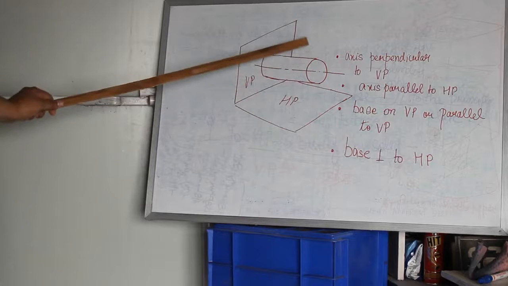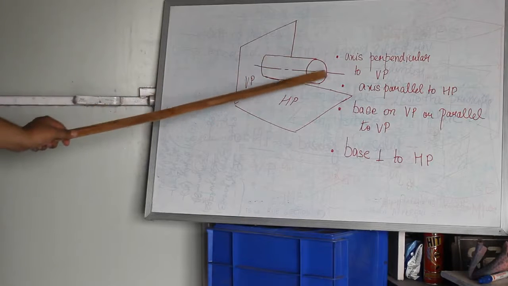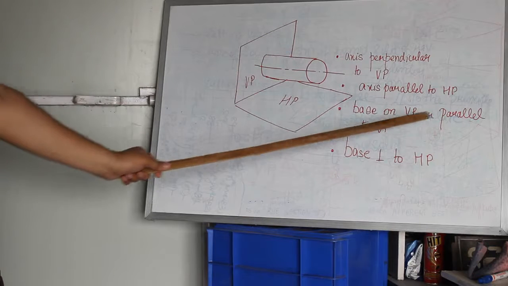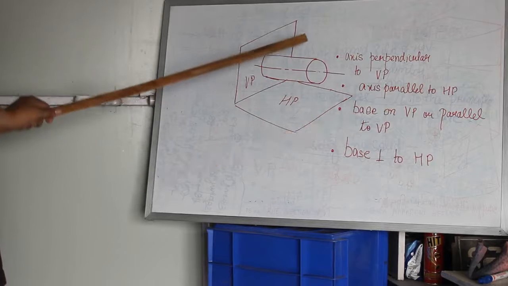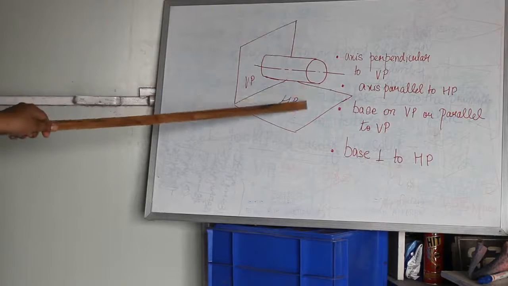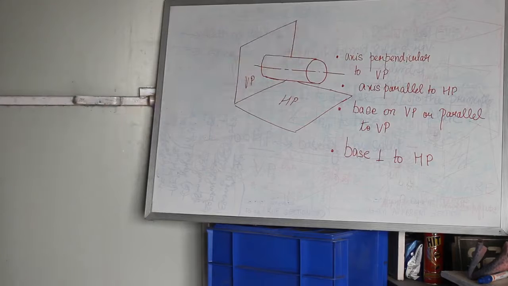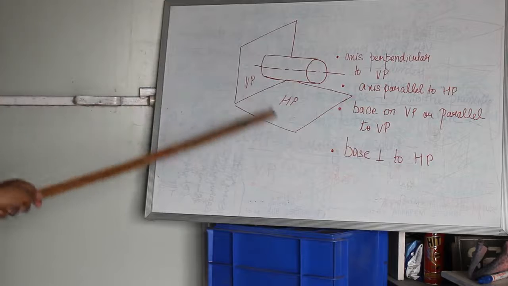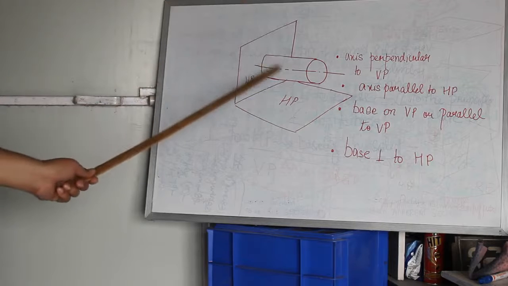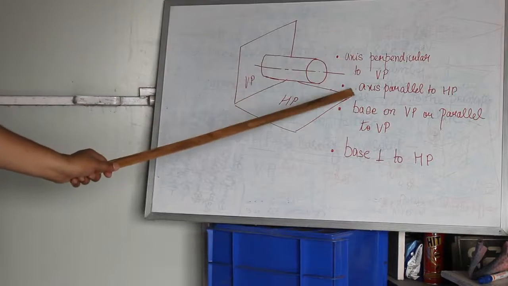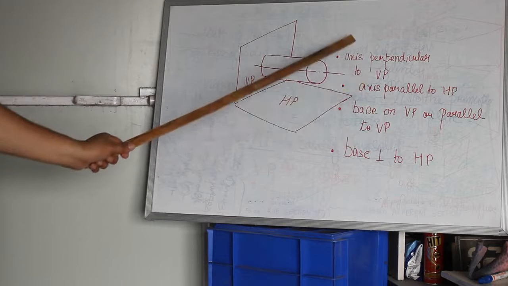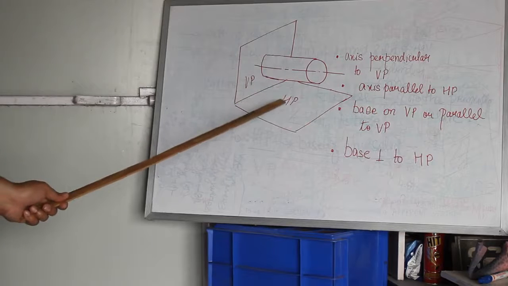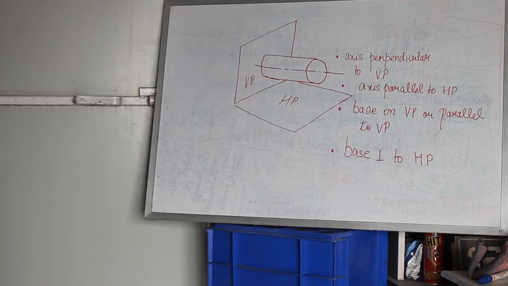Now, how is this base perpendicular to HP? I'm taking the assumption that if this is the circular base and it is parallel to the vertical plane, like here in the third condition, then the surface is perpendicular to the horizontal plane. So all of these four assumptions go with the orientation of the solid. None of the assumptions here is false. All the assumptions are true about the orientation of the solid with respect to the horizontal plane and vertical plane.